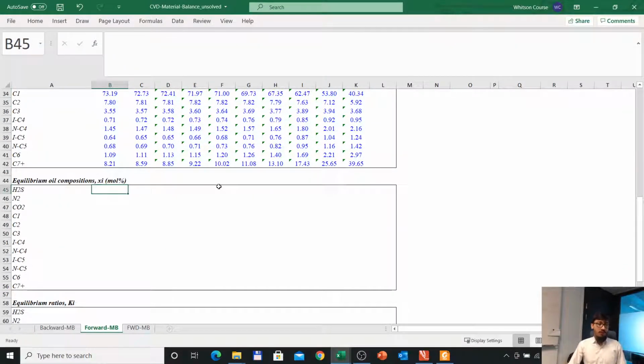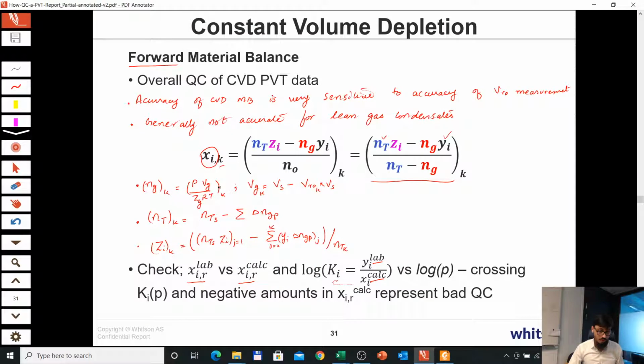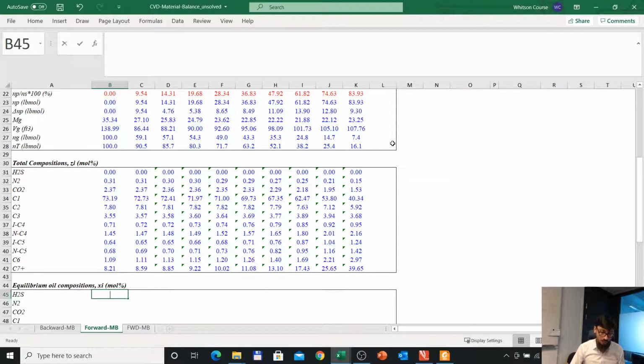Okay, so the next step, once we have the total composition, is to get the equilibrium oil composition, which is this formula here. You know the total moles, the total composition, the gas moles. So let's try to implement that formula. So NT, that's the total moles. That should be fixed like this, and then times the total composition.